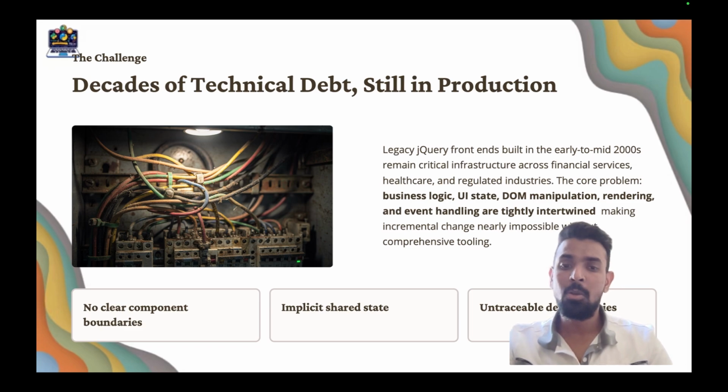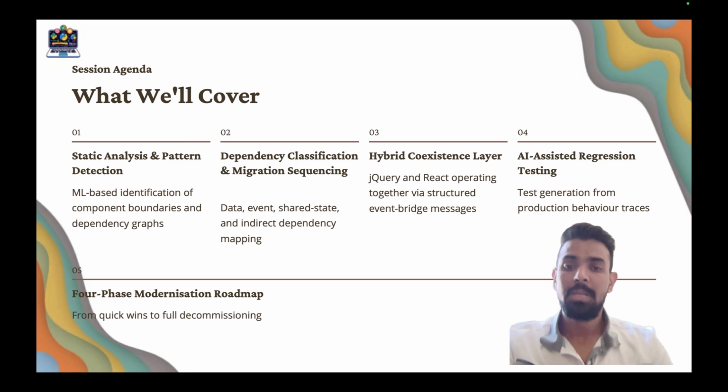Let's begin by looking at today's roadmap. Here's what we will cover today. We'll begin with AI-driven code analysis and see how machine learning identifies potential React components within a legacy application. Next, we'll look at dependency classification and how it helps determine the safest migration sequence. We'll then discuss the hybrid coexistence layer, which allows jQuery and React to work together throughout the migration.